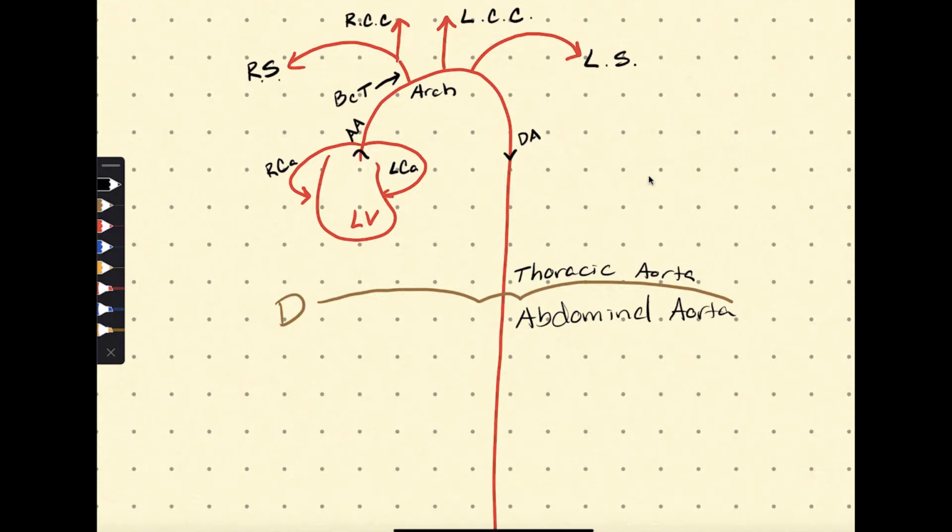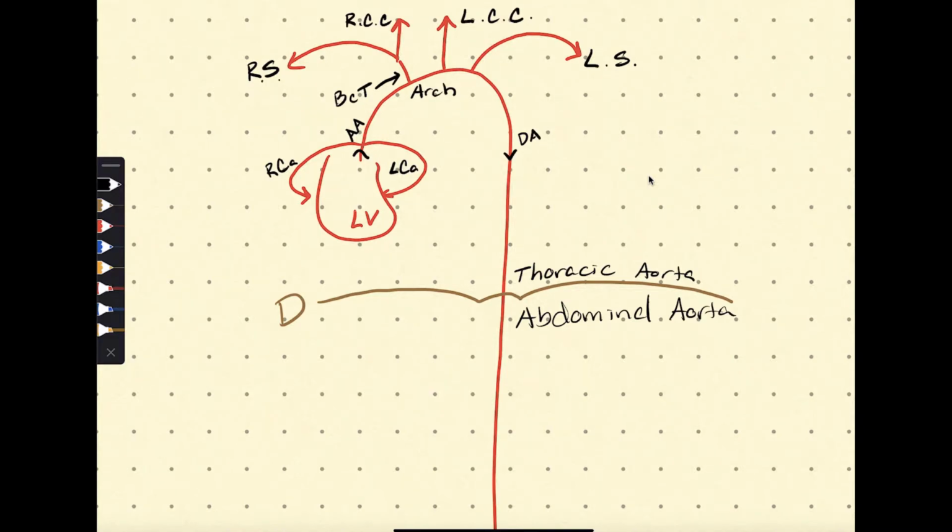Notice there's only one of those, also sometimes simply known as the brachiocephalic artery. There's only one of those. The left-sided structures, the left common carotid and the left subclavian, emerge from the aortic arch independently of one another. They do not share a trunk.